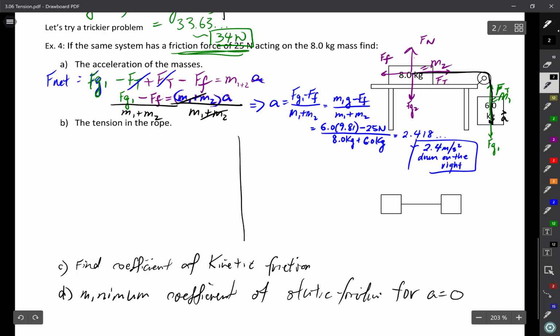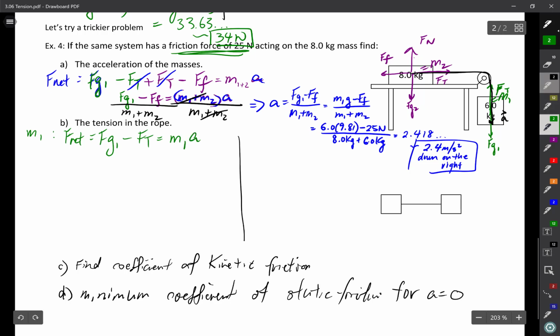And I will do one for M1, one for M2. Let's start with M1. Notice in this case, using either mass is going to give you a complex thing to work with, so it doesn't really matter. Anyways, our F net here is going to be down on the right of our acceleration. We have Fg1 minus our Ft is equal to our M1 times our acceleration.